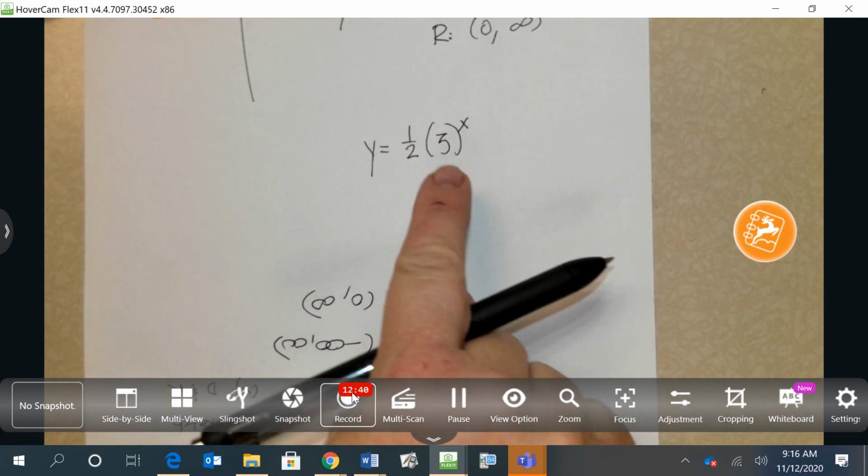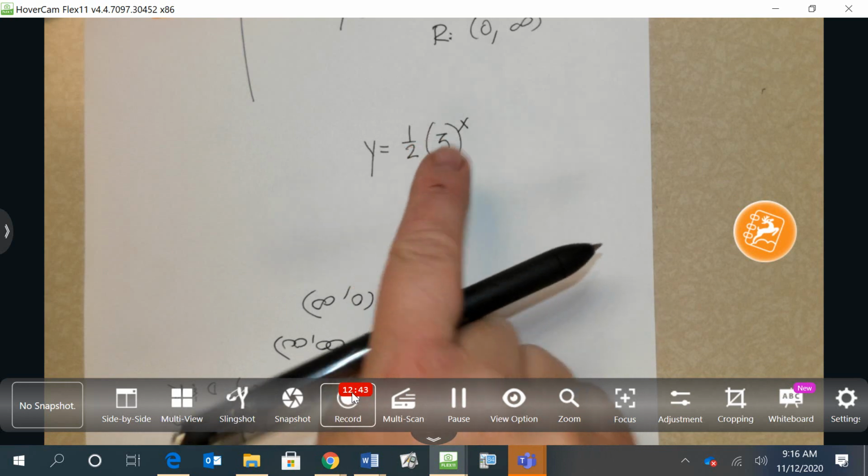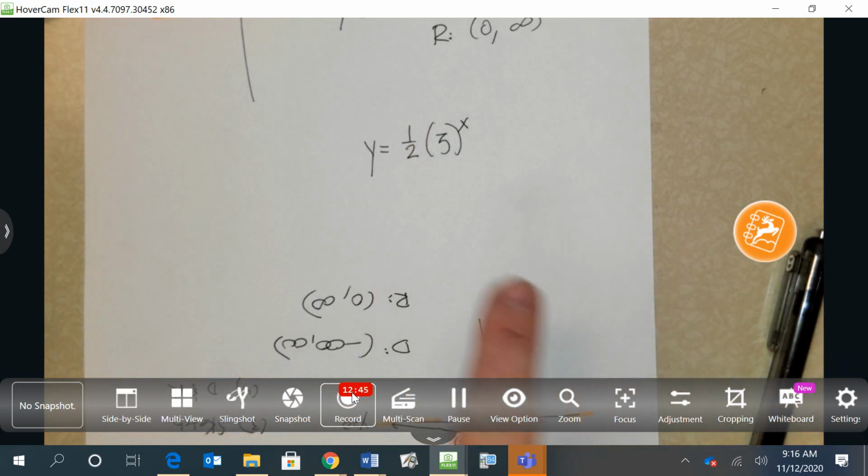Following the 4 steps, please do the y-intercept, and what else do we have? The asymptote with the equation, the sketch, and then domain and range. Go ahead, please.